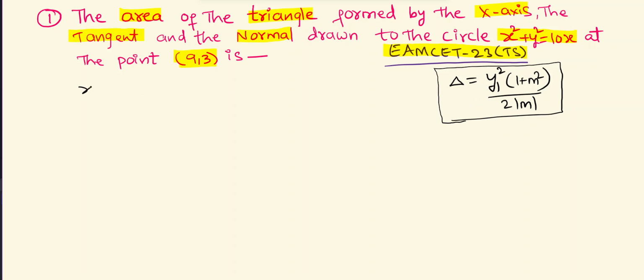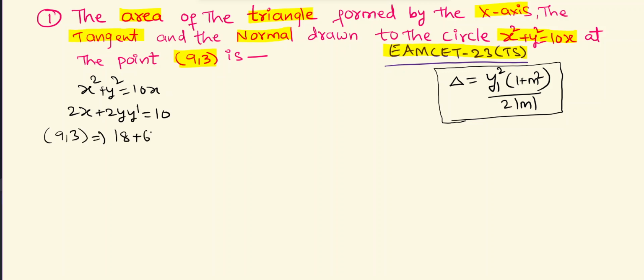So the given curve is x square plus y square is equal to 10x. Take differentiation with respect to x. This is 2x plus 2y y dash is equal to 10. Substituting the point (9, 3) in this equation, that is 2 into 9, 18, plus 2 threes are 6 y dash is equal to 10. From 6 y dash is equal to 10 minus 18, that is minus 8 by 6, that is equal to minus 4 by 3. So slope m is equal to minus 4 by 3.